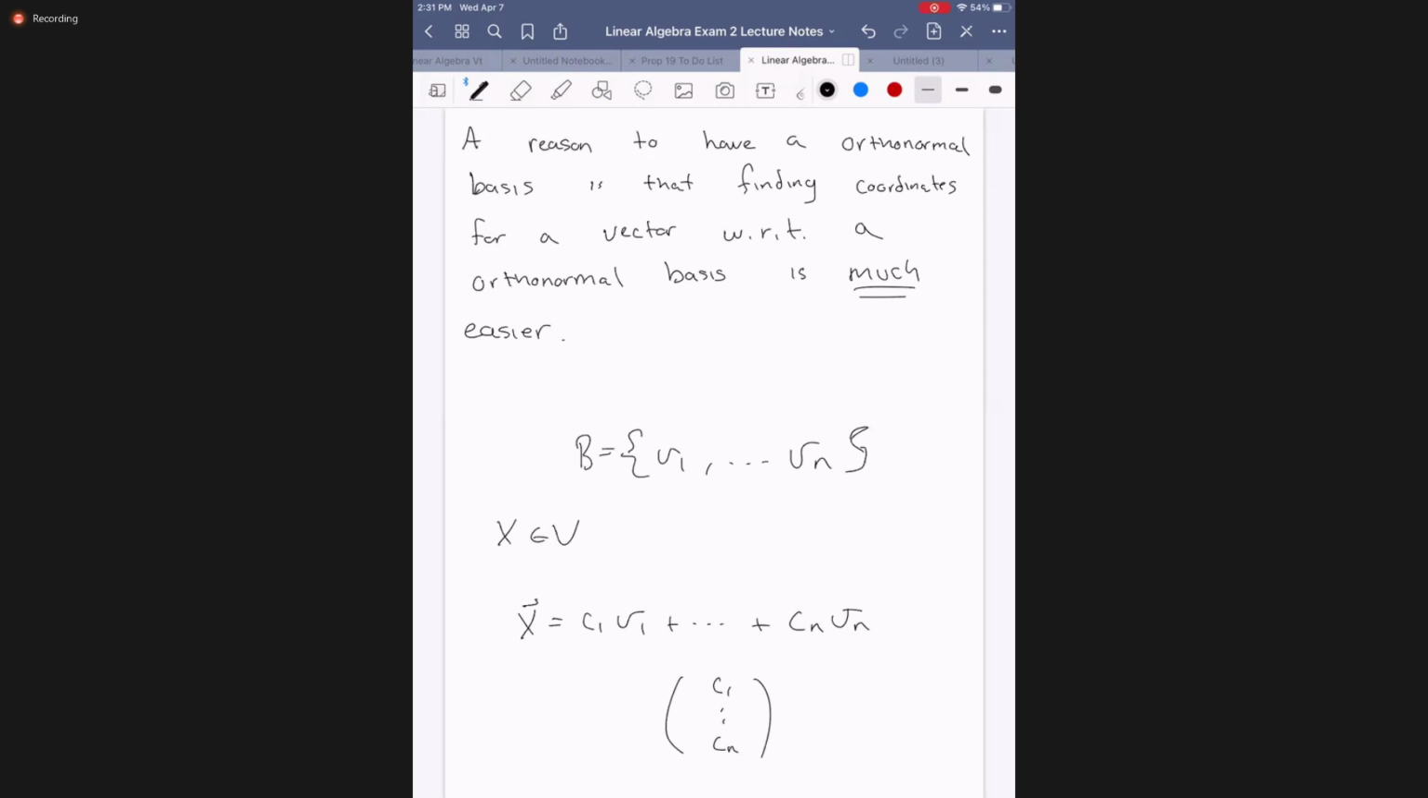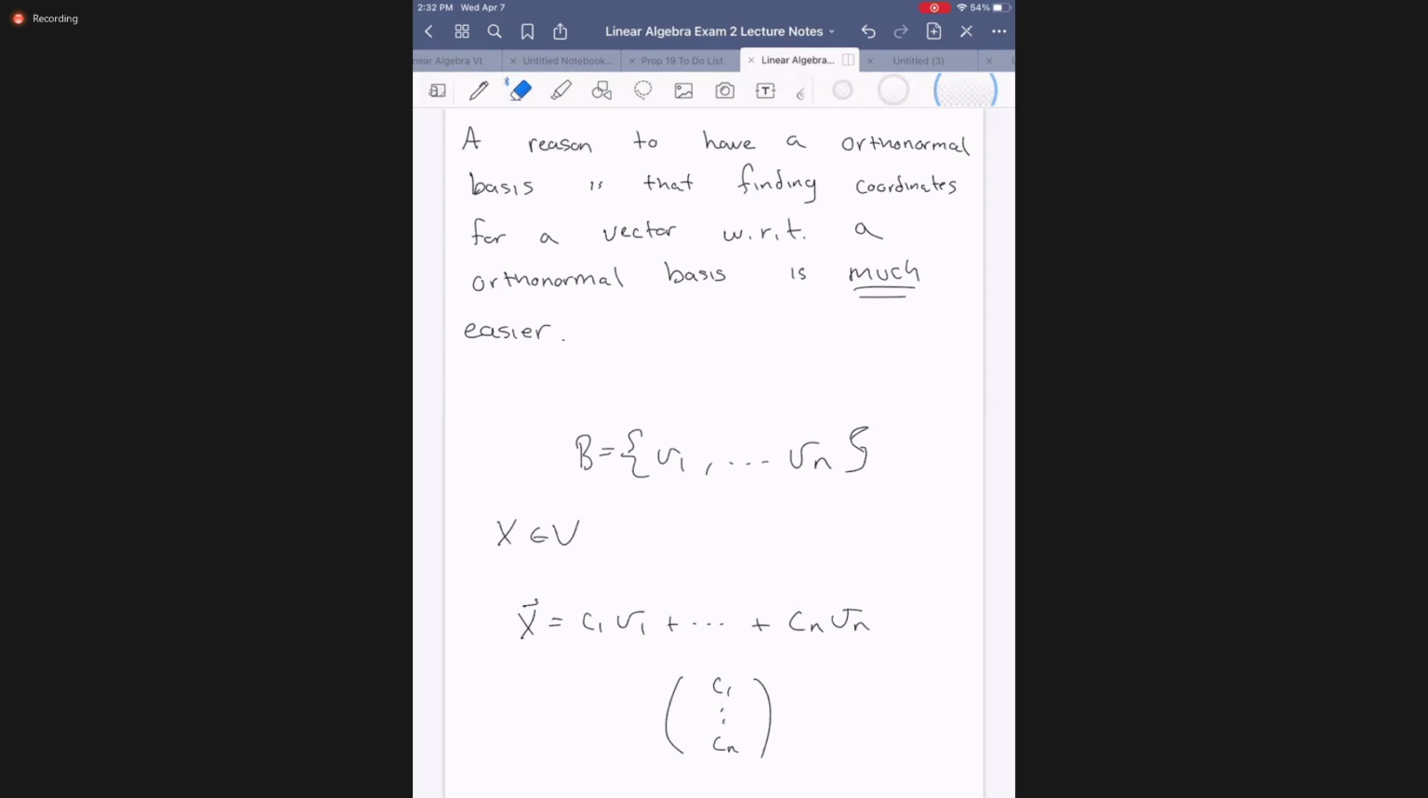But notice it would be hard to find these. You have to solve for C1 through Cn, right? How would you even do that? Typically in Rn you set up your augmented matrix, RREF it, and solve for your C's. In other spaces like polynomials, you would have to gather every term with matching degrees, equate the coefficients, get another system, and then find your C's. However, with orthonormal bases, you don't have to do this anymore.